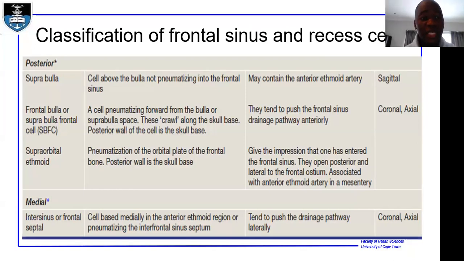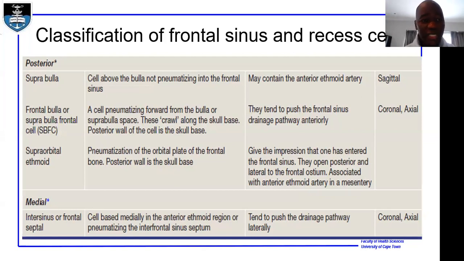And then when you come to the posterior ones, you get the suprabullar cells. The suprabullar cell is a cell that is above the bulla but doesn't pneumatize into the frontal sinus. And then you can also get a frontal bulla or suprabullar frontal cell, which is a cell that pneumatizes forward from the bulla or suprabullar space. And then there's the supraorbital ethmoid cell, which is a pneumatization of the orbital plate of the frontal bone. These cells tend to push the frontal sinus drainage anteriorly because they are posterior.